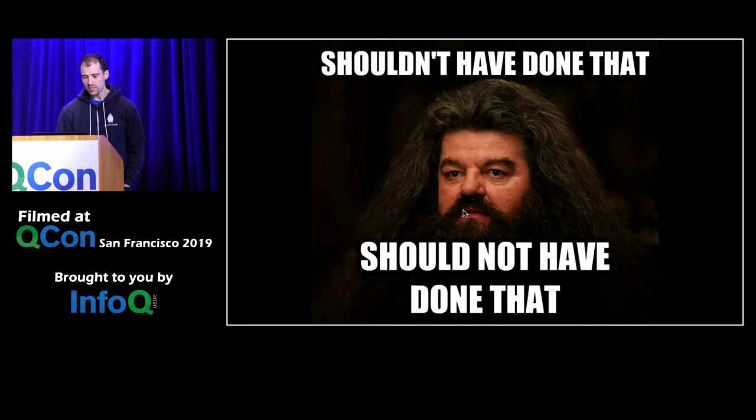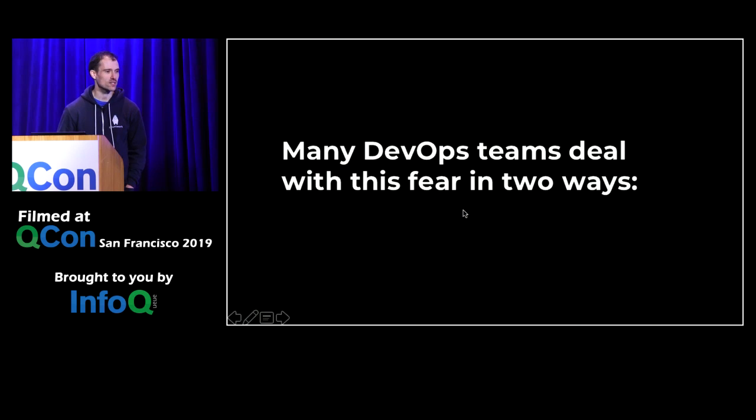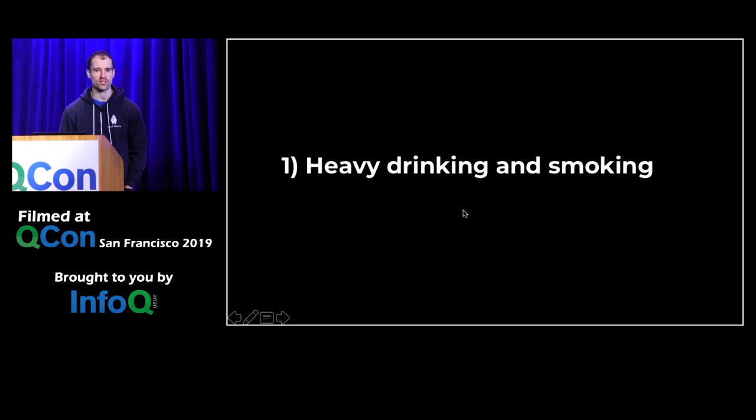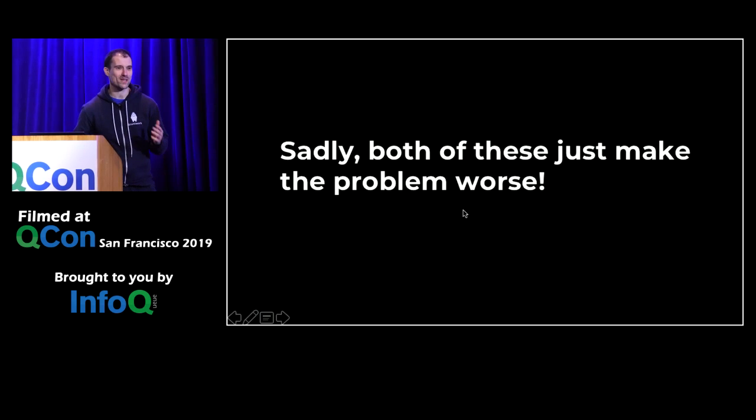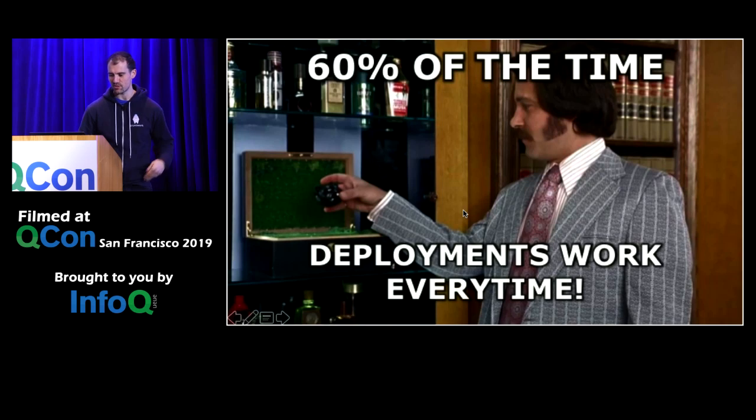So most teams seem to deal with this in two ways. One, a lot of drinking and smoking. And number two, deploying less and less frequently, right? It's scary, it's terrifying, so you just avoid it and you do it less and less often. Unfortunately, both of these solutions just make the problem much, much worse, right? Your releases get, well, drunker, but also they get bigger, there's more risk. This actually makes the whole problem a lot worse. And then you end up in this sort of world, right? 60% of the time, it works every time, right? So I don't want to live in that kind of world, right?